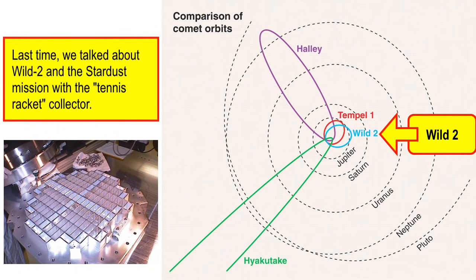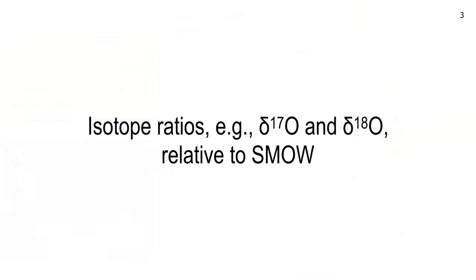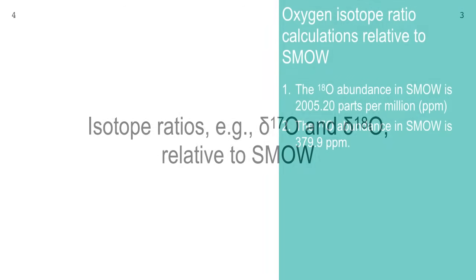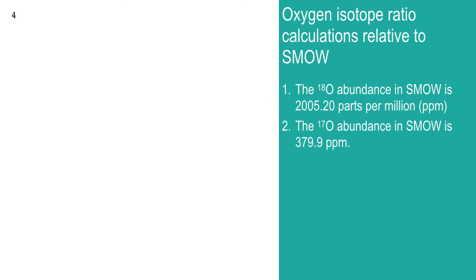Anyways, here's the tennis racket collector, and we talked about the very hot but very tiny hot spot in the Stardust collector. And we're going to get back to that because the important instance of that was the oxygen isotope ratios relative to SMOW, standard mean ocean water, for our planet. So let's get back to that. And we're going to start calculating here in a minute.